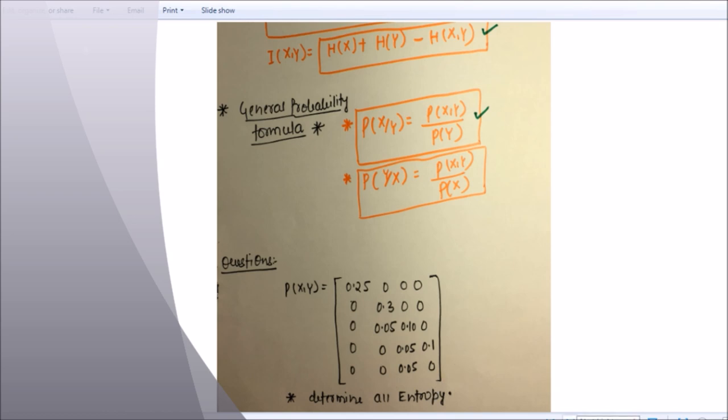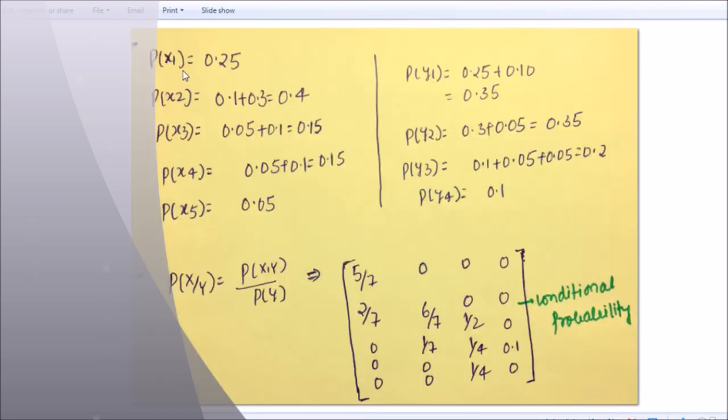So here I'm going to find PX1, PX2, PX3, PX4, PX5. PX1 is nothing but the addition of all the elements of row 1. PX2 is nothing but the addition of all the elements of row 2. Same way PX3, PX4, PX5. Now PY1 is nothing but the addition of all the elements of the first column, and PY2 is the addition of all the elements of the second column.